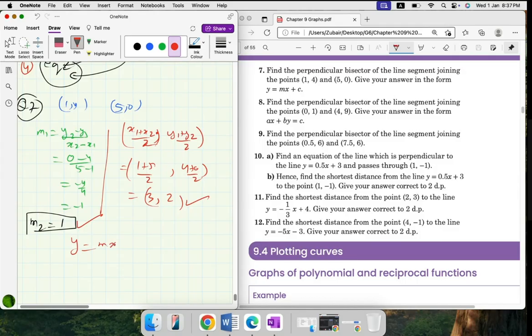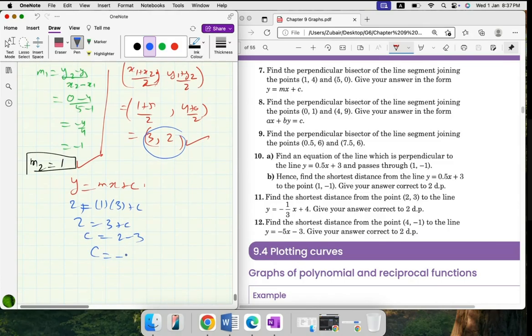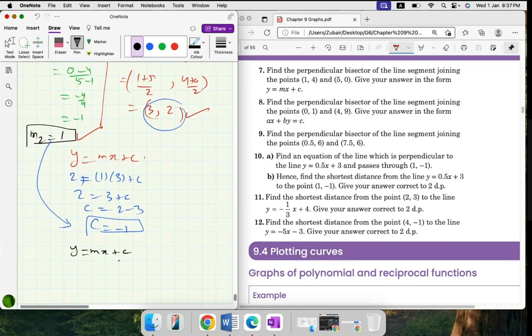So y is equal to mx plus c and we can find c. The y where the line is passing is 2, gradient is 1 and x is 3, plus c. 2 is equal to 3 plus c, c is equal to 2 minus 3, c is equal to minus 1. So gradient and y-intercept are there. Finally, y is equal to x minus 1, m is 1 so no need to write it. This is the equation of the perpendicular bisector of these two given points.